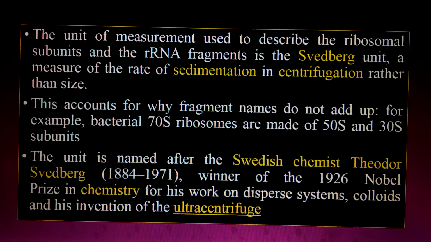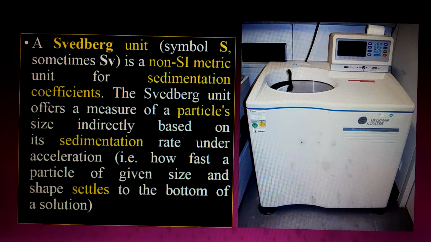So you are familiar with the ultracentrifugation and centrifugation mechanism. The Svedberg unit is symbolized as S or Sv. It is a non-SI metric unit for the sedimentation coefficient. The Svedberg unit offers a measure of particle size indirectly, based on its sedimentation rate under acceleration. That is how fast a particle of a given size and shape settles to the bottom of the solution. If you're familiar with centrifugation, you can easily understand the concept of the Svedberg unit and why it is used for the ribosome and so on. Is it clear now? Okay.